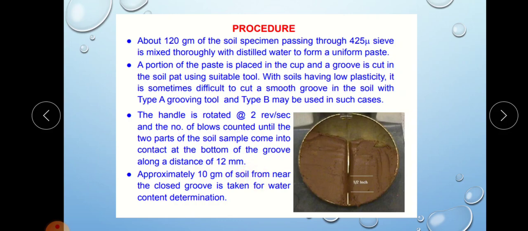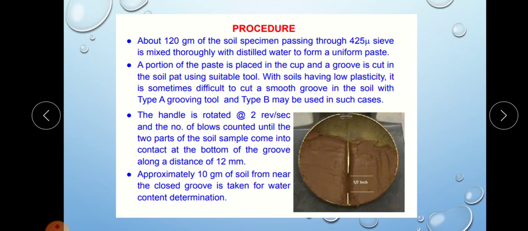So in this experiment we are counting the number of blows in order to make the soil parts come into contact. Then after completing one experiment, approximately 10 gram of the soil from near the closed groove is taken for water content determination. So we have to determine how much water is present for that particular number of blows. For that we have to take a soil sample from that portion, and it has to be oven dried in order to calculate the water content.